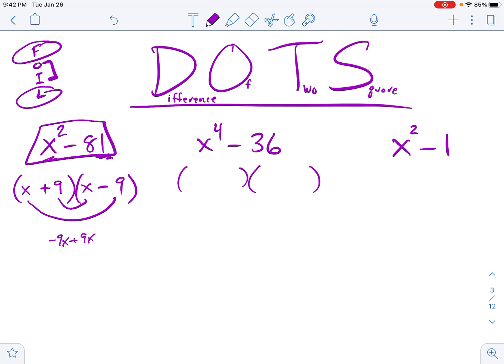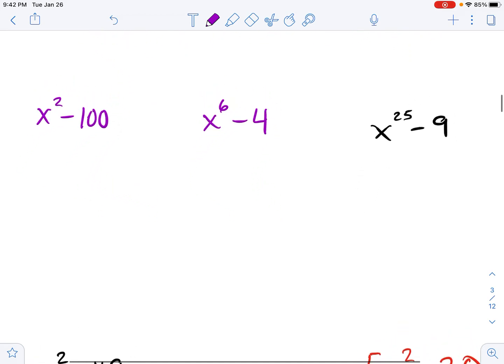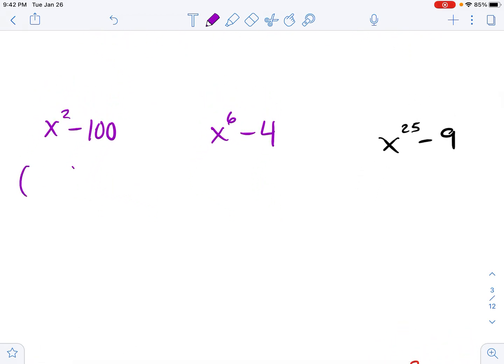So as you learn to recognize that it's subtraction, it's a binomial, and they're perfect squares, you'll start getting very good at just taking the square root of both terms, making one positive and one negative. So x squared minus 100, you're going to have x minus 10 and x plus 10.